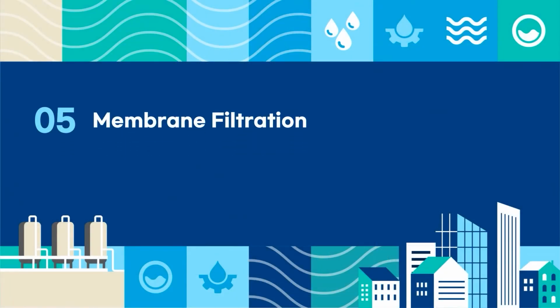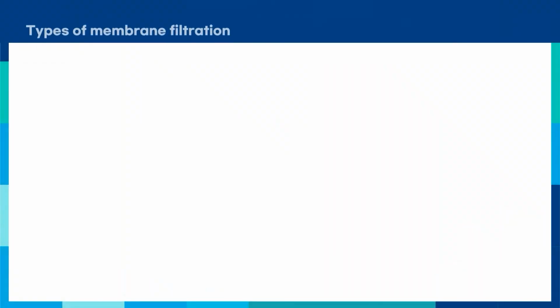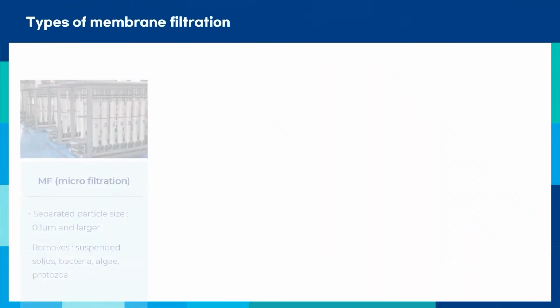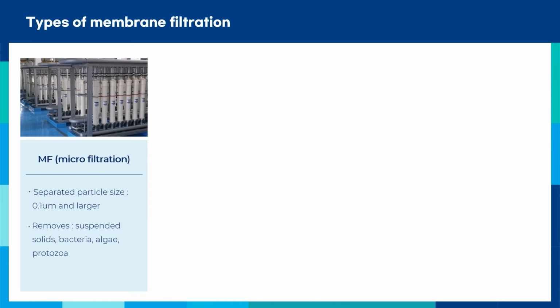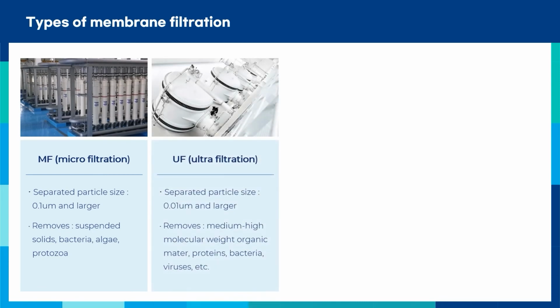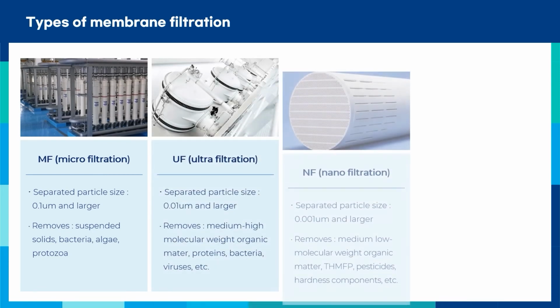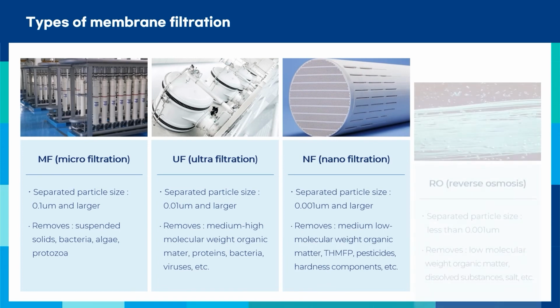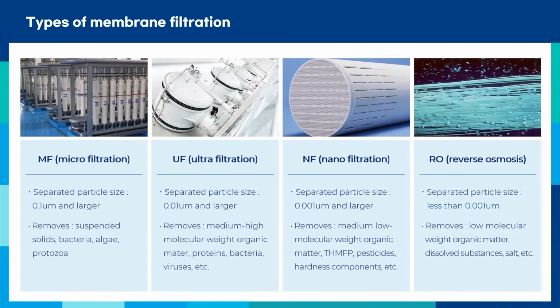Membrane filtration. The advantages of the membrane filtration process are: first, it is possible to secure stable water quality that is not affected by raw water and pretreatment operating conditions. Second, it is easy to operate automatically. And third, it requires a small site area.